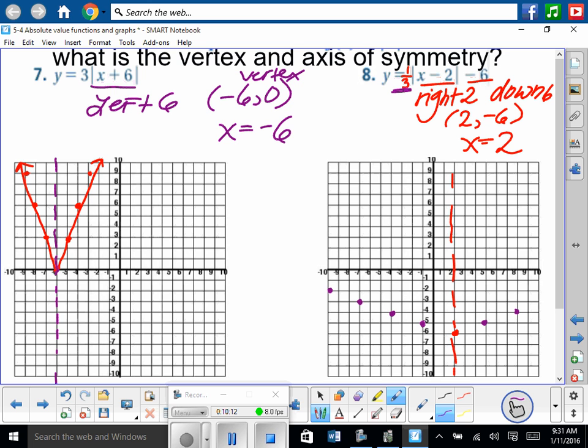Now look, guys. This time our A value 3 was greater than 1. So it stretched our absolute value like this, a little bit skinnier. Now look, our A value 1/3 was less than 1. So it compressed it, meaning it smooshed it down. Does everybody see how this is working here? We're all good. Okay, I think you guys are good.